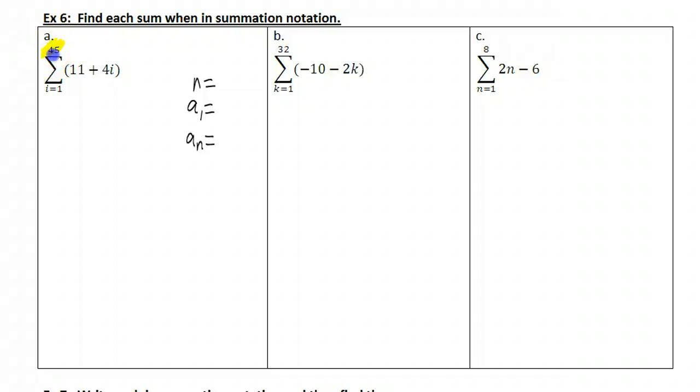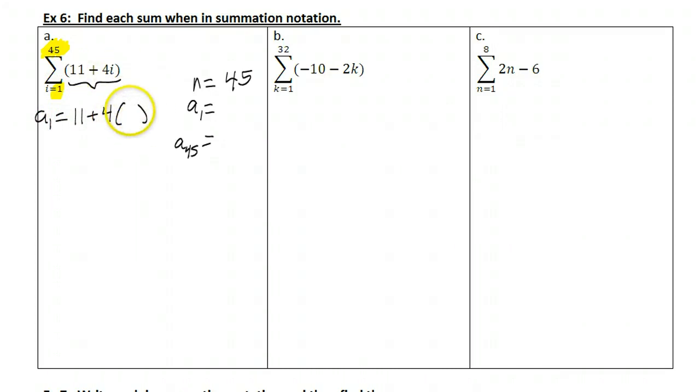Whatever is on top here, as long as this starts at 1, whatever's on top is n. So n is 45 right now. And just by looking at this, we don't know what term 1 is or term n. And by the way, because n is 45, I want to find term 45 this time for term n. So you know what though? This is kind of cool because they gave us the formula rule. This is the formula rule.